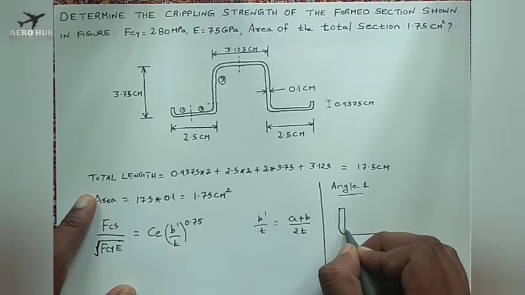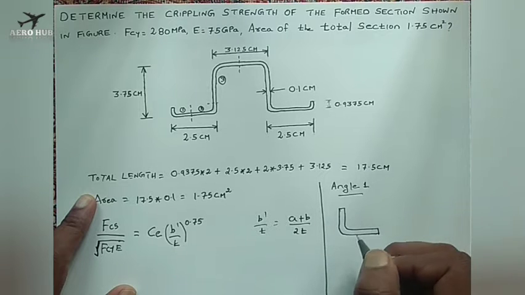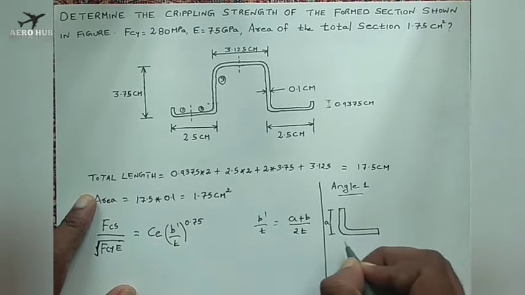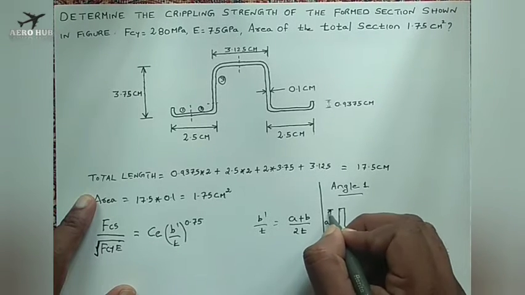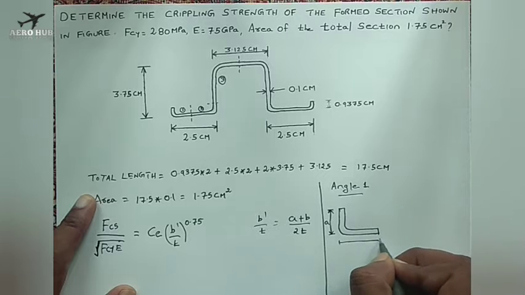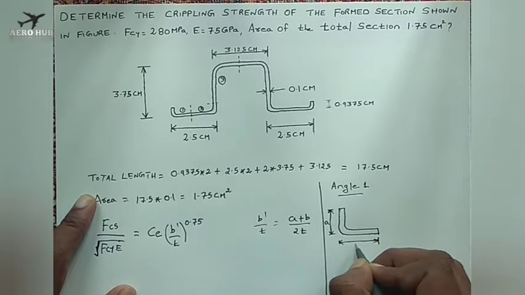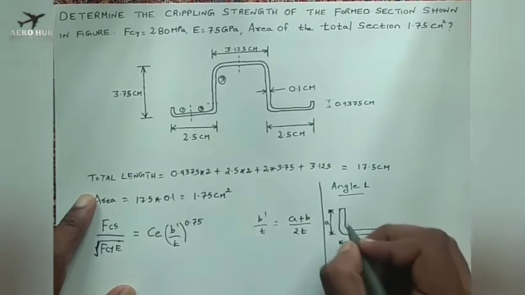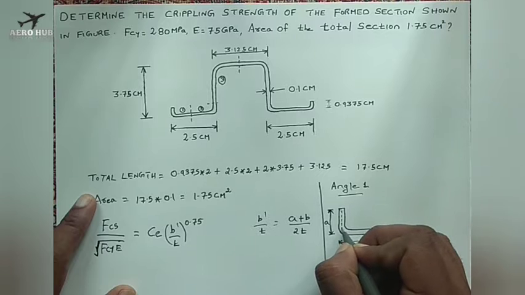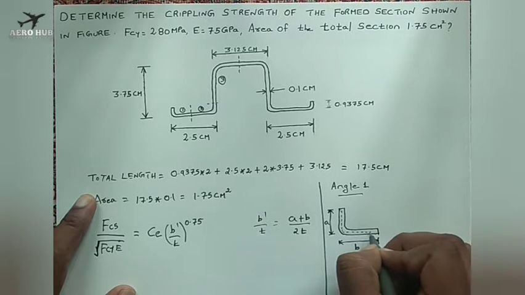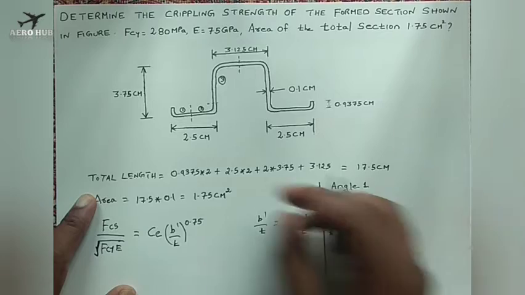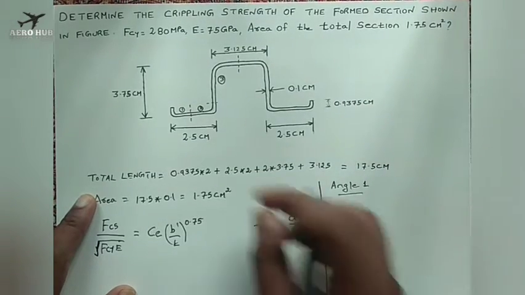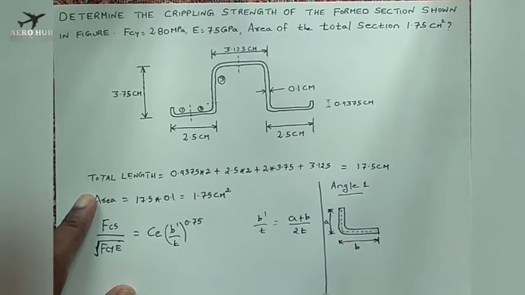This is angle 1. I will take this dimension as A and this dimension as B. We have assumed that this is a formed section, so we have to consider the center line property. Here A is nothing but 0.9375 centimeter and B is 2.5 divided by 2, that is 1.25.